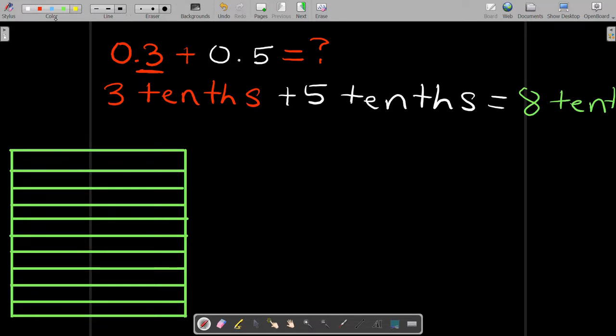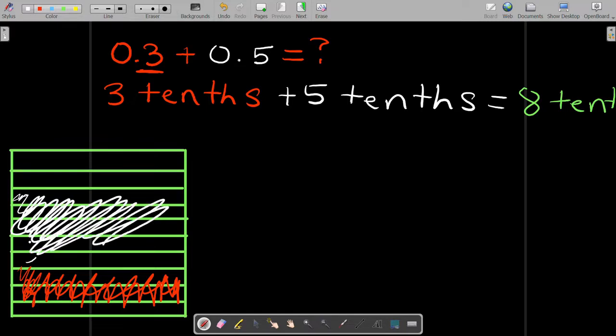Now say that we have this model right here. Now we have 3/10 of something. So let's color in 3/10. That is 3/10 of something. That is our first number. Now we have 0.5, which is 5/10. So we're coloring another 5/10, which is 1, 2, 3, 4, 5. We're coloring this much of it in. 5/10. Now that we've colored all of this in, how much is this equal to?